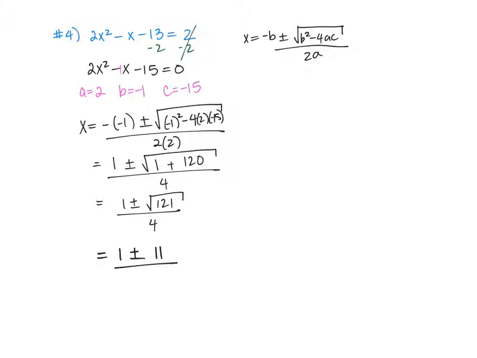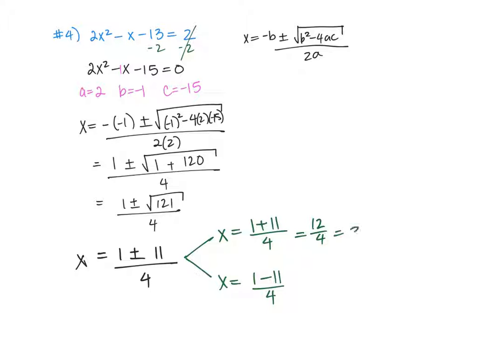So you have 1 plus or minus 11 over 4. And so remember, this is your x value you're solving for. Once you have some whole numbers, you can split this up into two equations. You can have x equals positive 1 plus 11 over 4, and x equals 1 minus 11 over 4. And so the top here is going to be 12 over 4, which is 3. So my first x value is 3.